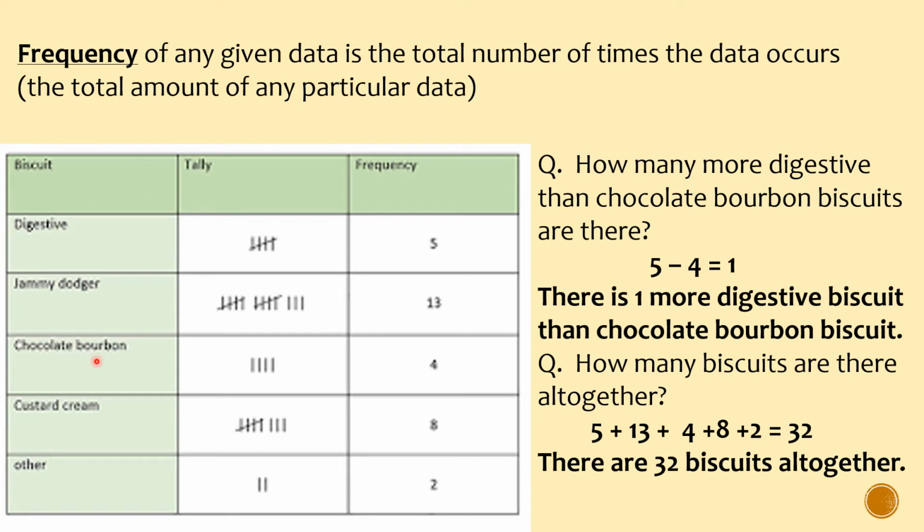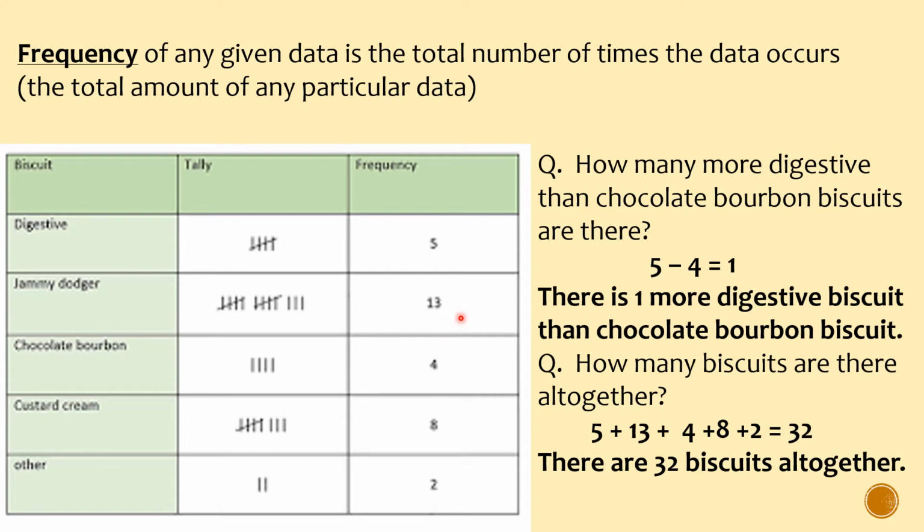We have so many biscuits given here. We have digestive biscuits, jammy dodger, chocolate bourbon, custard cream and others. Now what is the frequency? Frequency of these biscuits is how many biscuits are available, the total number of this data. So how many digestive biscuits are there? 5. Jammy dodger are 13. Chocolate bourbon are 4. Custard cream are 8 and other biscuits are 2.